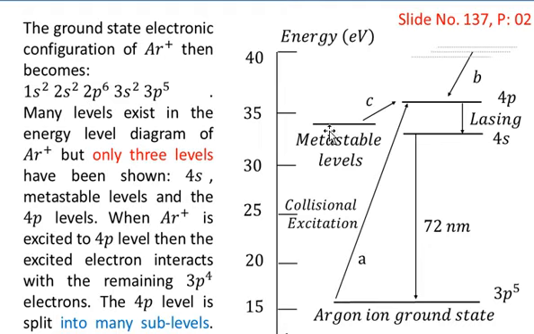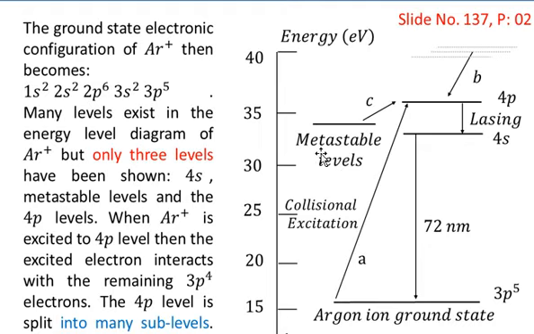And we have the metastable levels. The metastable levels are excited through collisional excitation. And once we have the metastable state, then during the interaction of the argon ion in the presence of the metastable state, the argon ion is excited through the path C. And then the population contributes to the population in the level 4p through the path C.